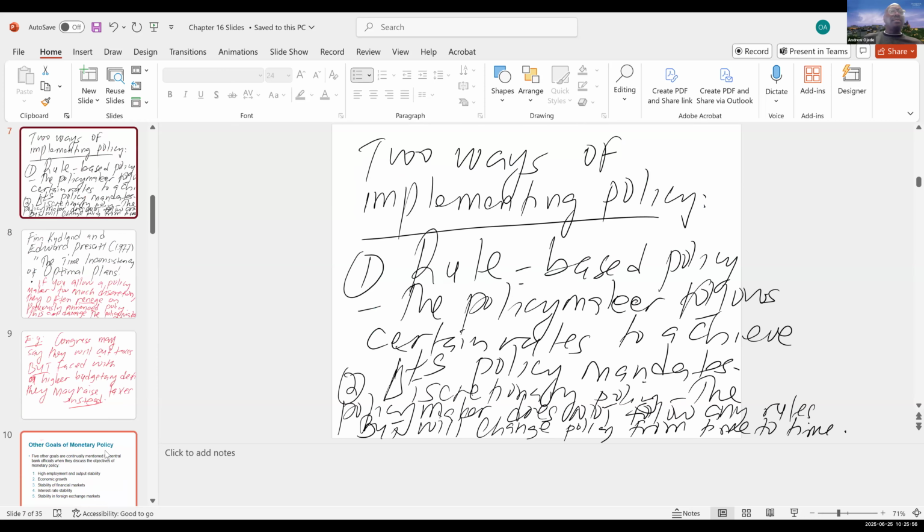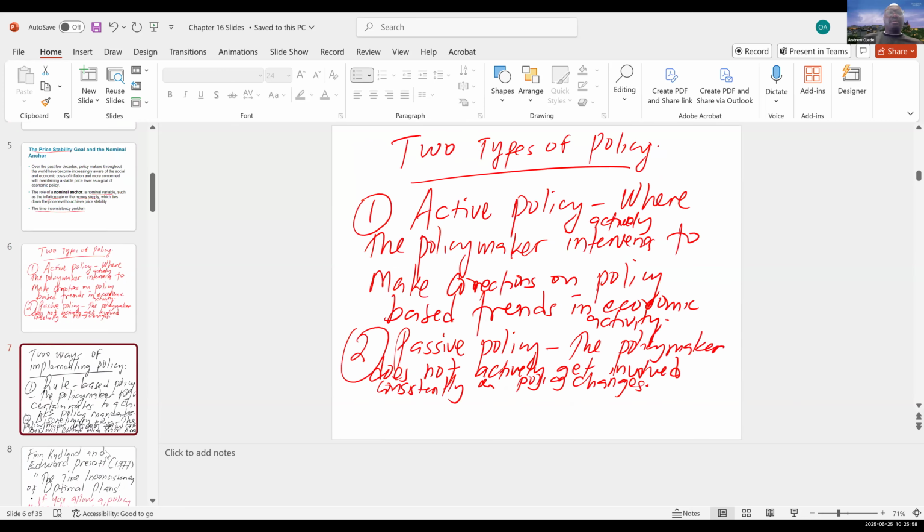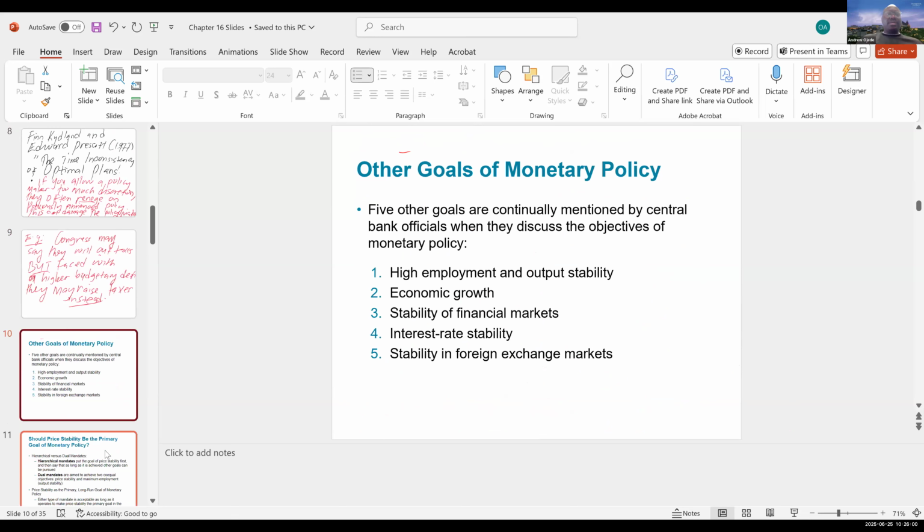Okay, so let's kickstart thinking. Let's talk about the other goals of monetary policy. Actually, I would put number 0 here because I already mentioned that the most important goal of monetary policy that comes first, we said, is what? Price stability. I talked about that already.